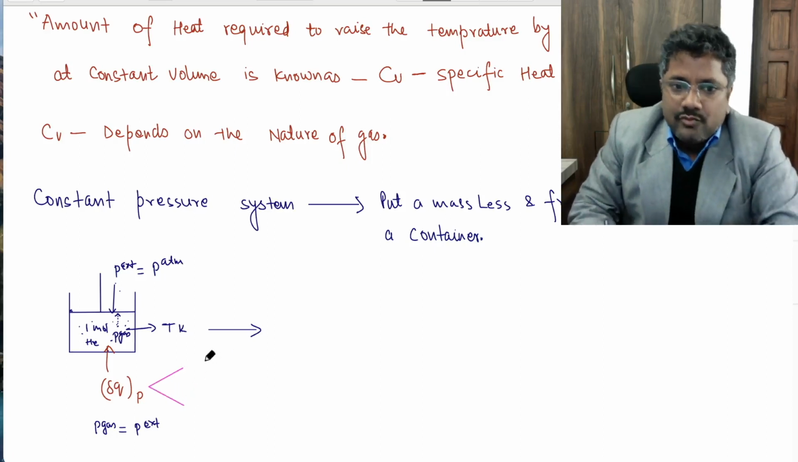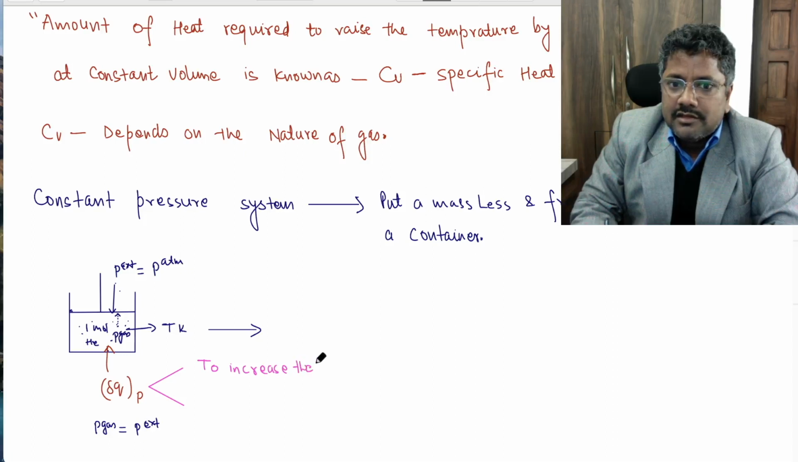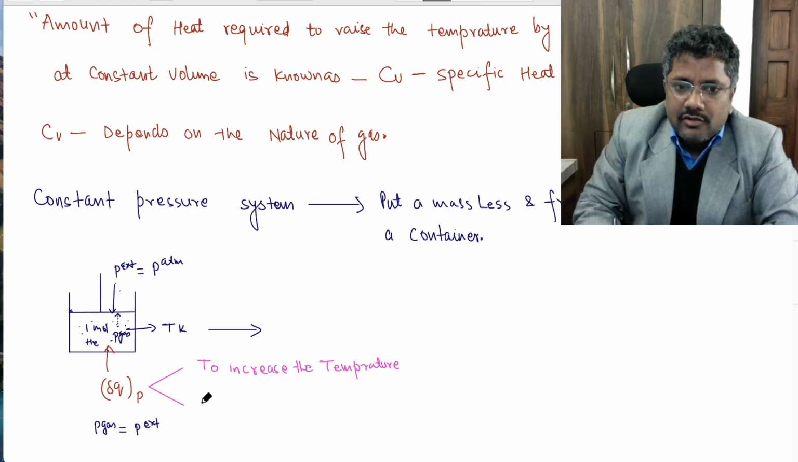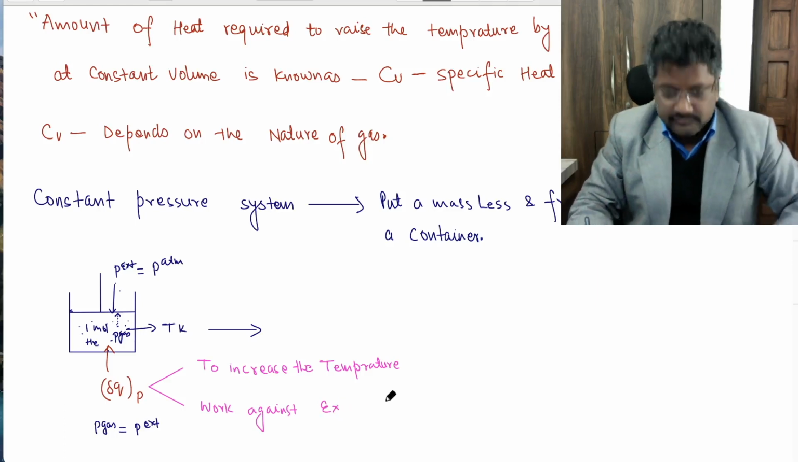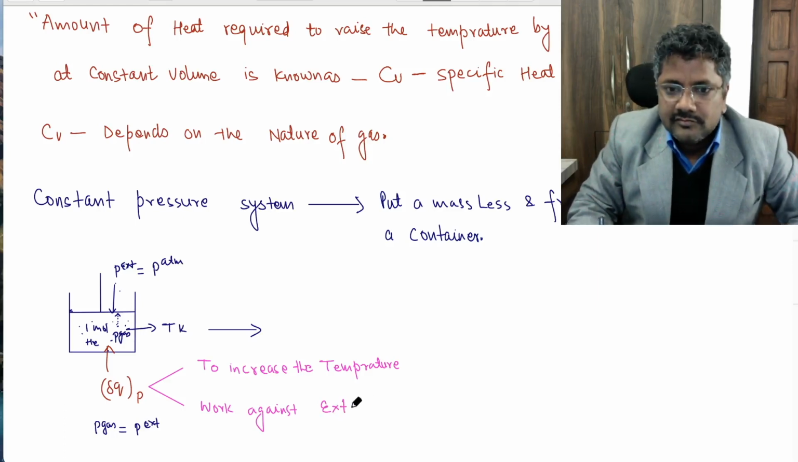Number one, to increase the temperature, and two, work against external pressure. Which type of work? PV work, PV expansion work.